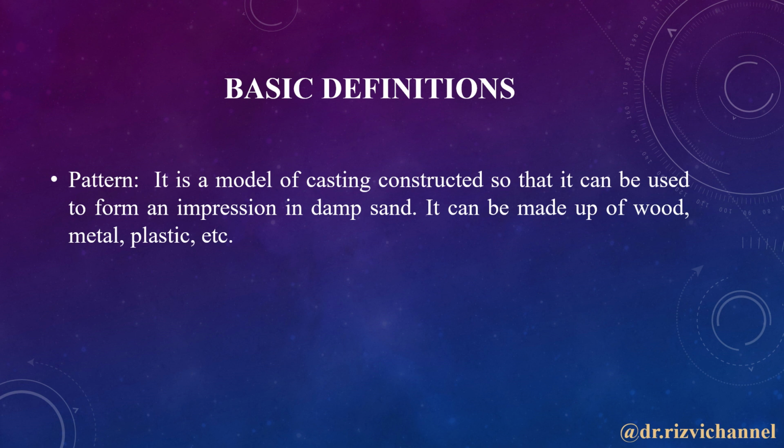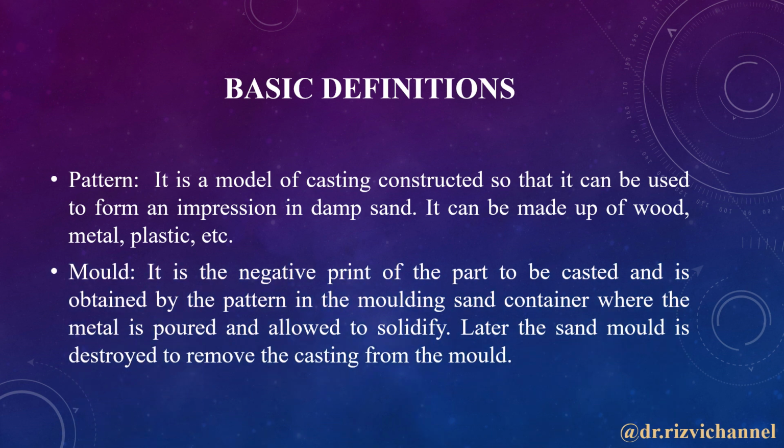The negative portion of the casting process is called mold. It is the negative print of the part to be casted and it is obtained by the pattern in the mold and container, where the metal is poured and allowed to solidify. Later, that sand mold is destroyed to remove the casting from the mold.